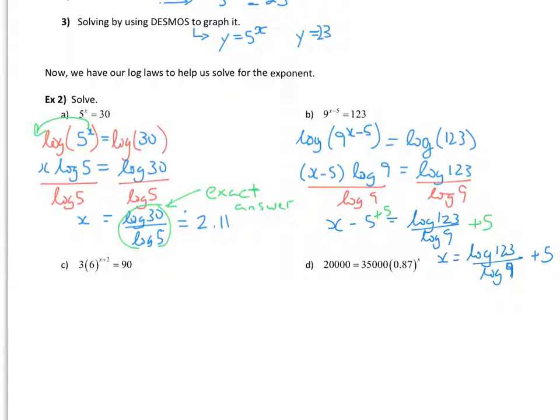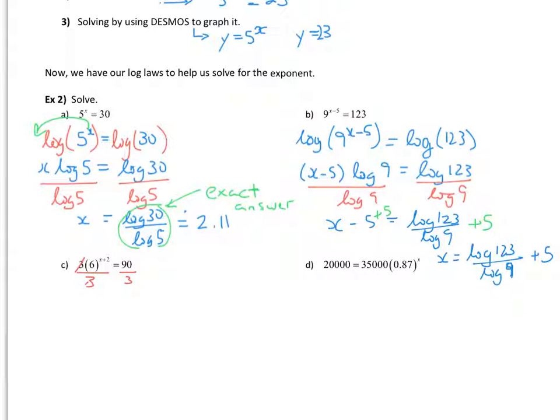All right, part C. Now, before we can take the common log of both sides, I mean, we could at this point, but then we have to apply the product law backwards. What I'm going to do first is get it so I just have one base and one exponent on the left side of the equal sign. So I'm going to divide both sides by 3, divide that 3 away from there.